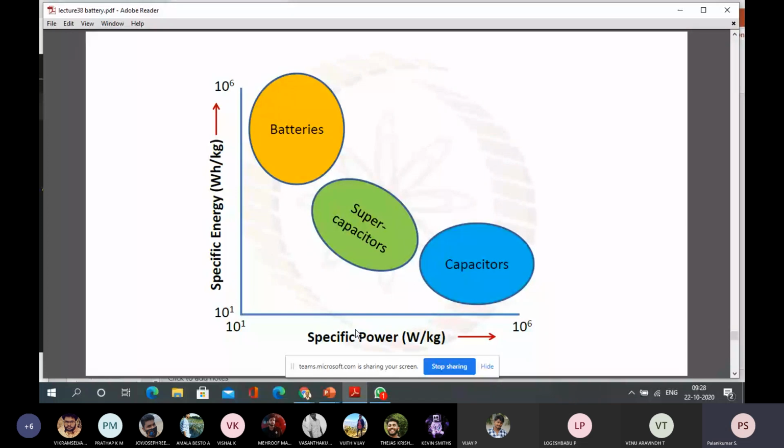That is the reason why we are using supercapacitors in between battery and capacitors. As I told, supercapacitors can charge in seconds to minutes. Batteries take hours to charge and discharge. But capacitors have very low specific energy. They can charge from milliseconds to microseconds. The moment you connect it, it will be fully charged.